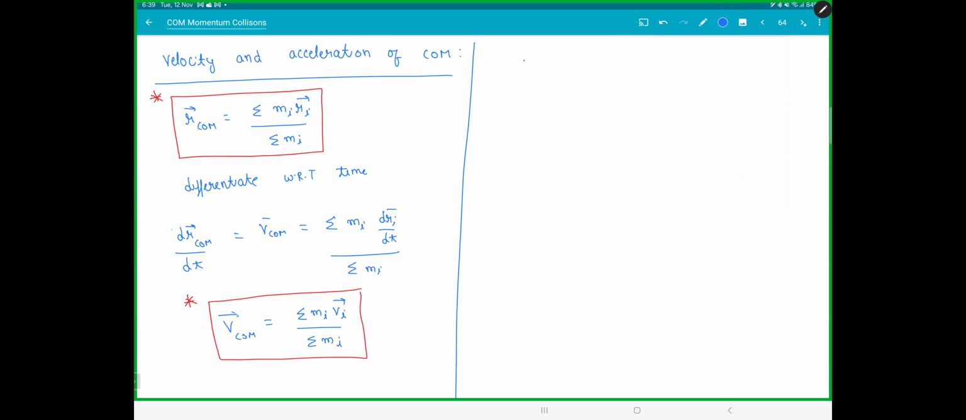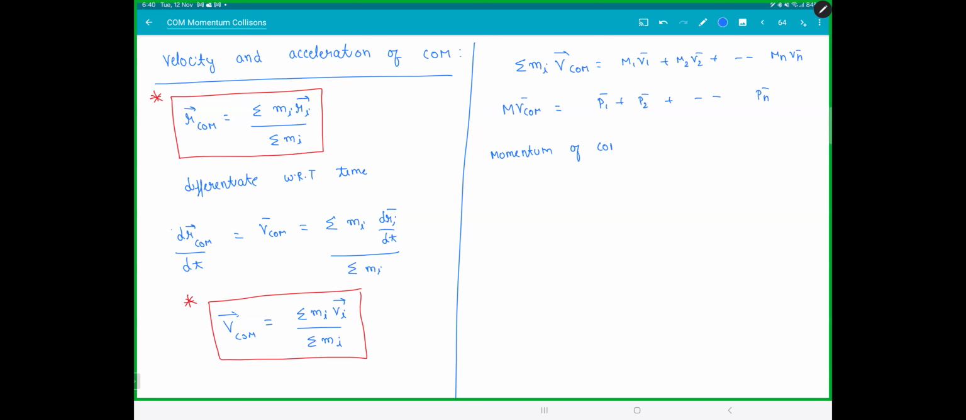Now, if you look, there is something interesting. Sigma mi VCOM is M1 V1 bar plus M2 V2 bar and so on till Mn Vn bar. This is the total mass into velocity of center of mass. This will be P1 bar, P2 bar, and so on. This is the momentum of the system. So momentum of center of mass is momentum of the system.